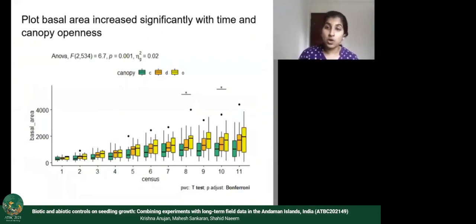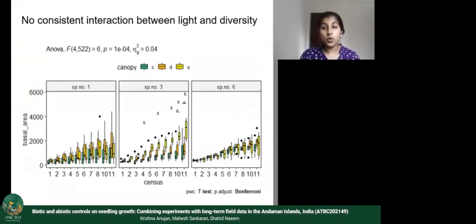A repeated measures ANOVA of the total basal area, a proxy for biomass, shows that canopy treatment and time have significant effects on seedling growth at the community level. Moreover, putting this together with species diversity treatment and using a three-way ANOVA, we see no strong interaction between light and diversity treatments. However, we do see some effects of diversity on the three species, an interaction at the three species treatment between light and diversity, but this is not a consistent effect.